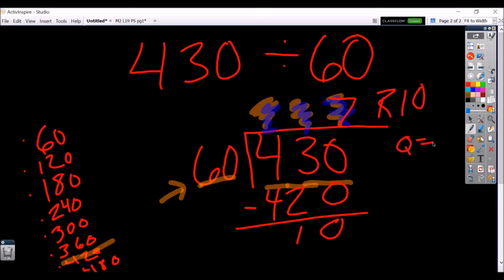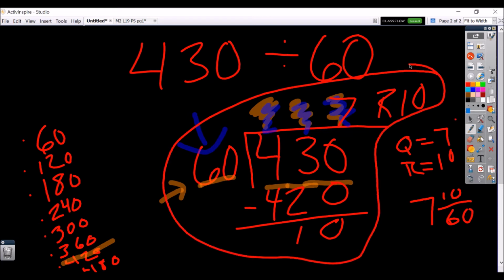I'm going to go quotient equals 7, remainder equals 10. And then I am going to show it as a fraction as well. So 7 is my quotient, 10 was my remainder, and that's 10 over your divisor, because we're always going to be saying, well, if I had 60 of them, I would have another group. So if I had 50 more parts of this group, I'd have 8. So there are the 3 ways I want to see the answer. In the long division method, showing quotient and remainders, and then showing it as a fraction.